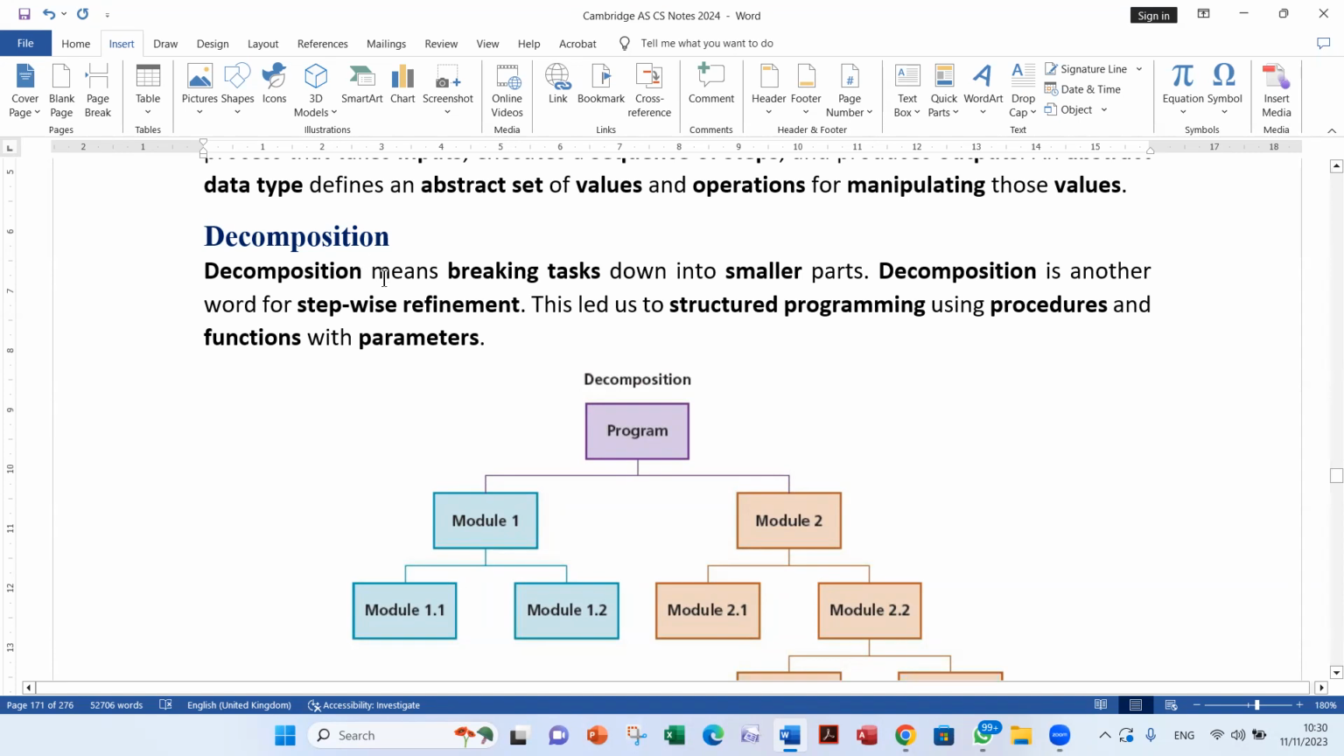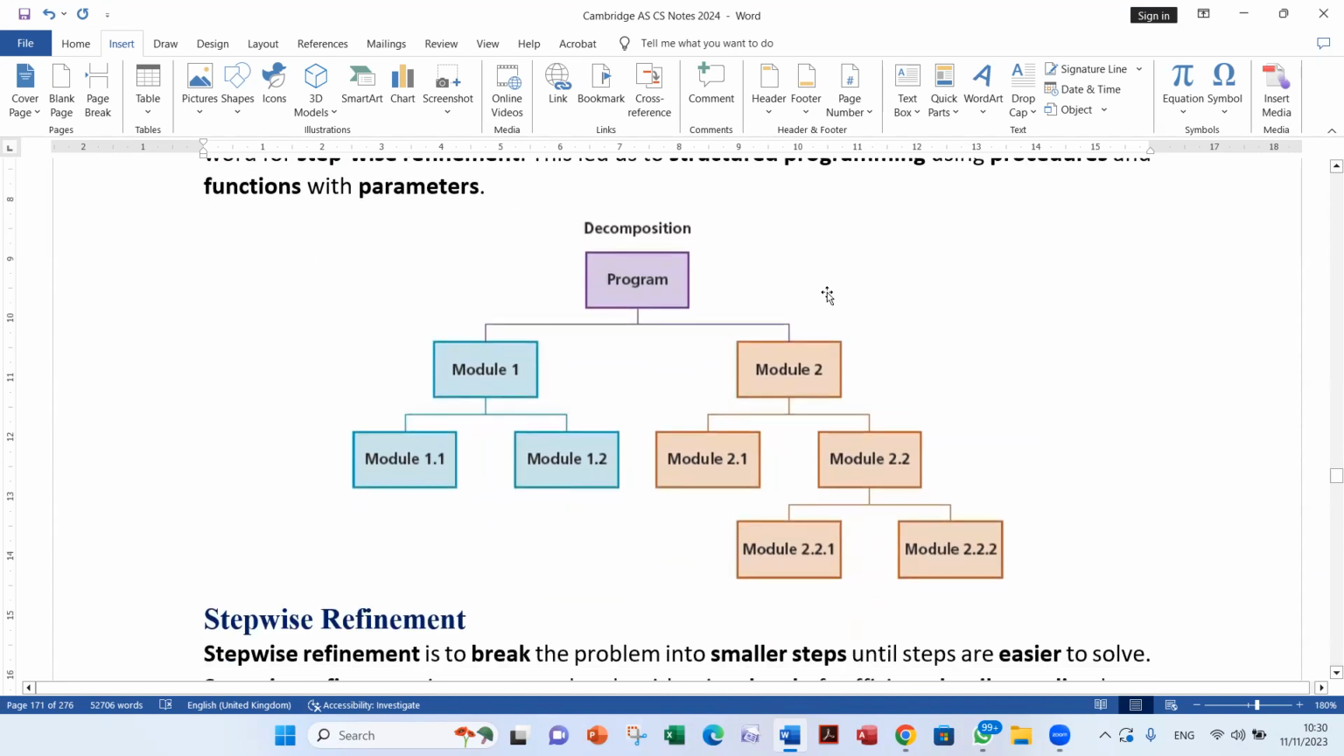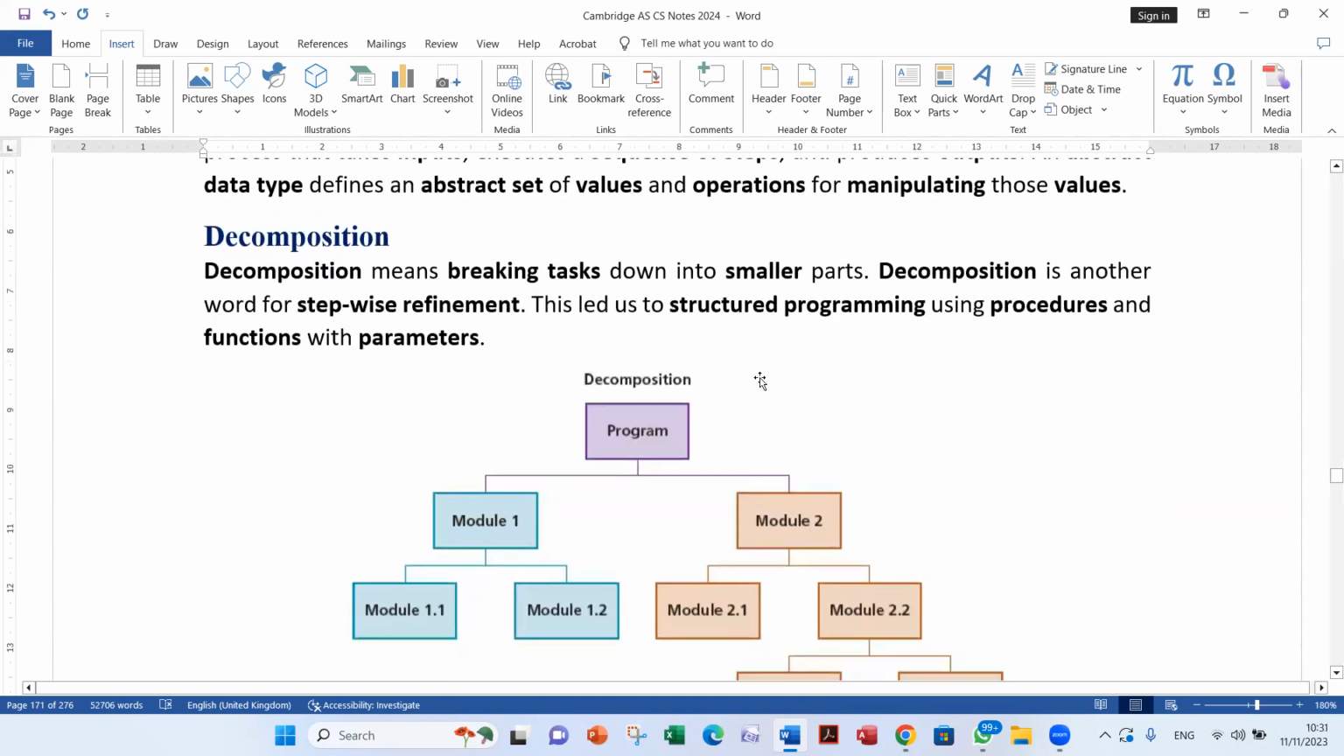What is decomposition? Decomposition means breaking tasks into smaller parts. You would like to write a very big program, and it is very complex, and you need to work on it in a team. You cannot just program the whole program altogether. You have to break it down into smaller tasks. So I break the program into module 1 and module 2. A module is part of a program, not the whole program. This is decomposition.